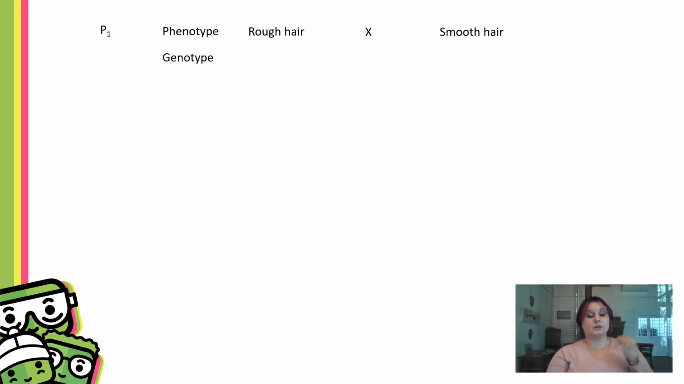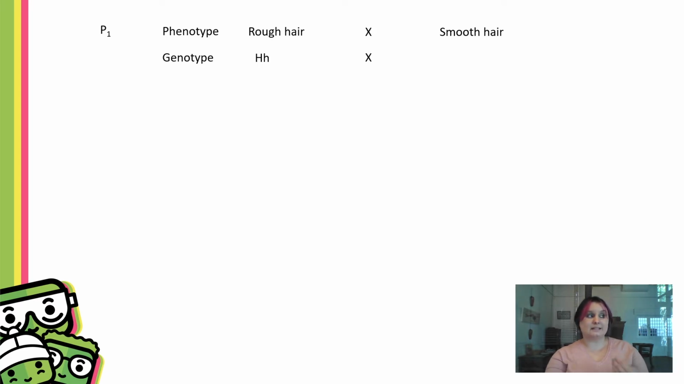Then we can work out the genotypes of the parents. We were told that the rough-haired dog parent was heterozygous, meaning having 2 different alleles, and we know that rough hair is represented by the dominant allele, which is shown through the capital letter H. Because it's heterozygous, it's 2 different, so the parent will have 1 dominant allele and 1 recessive allele. So this parent will be capital H, small letter h, which is then crossed together with a smooth-haired dog.